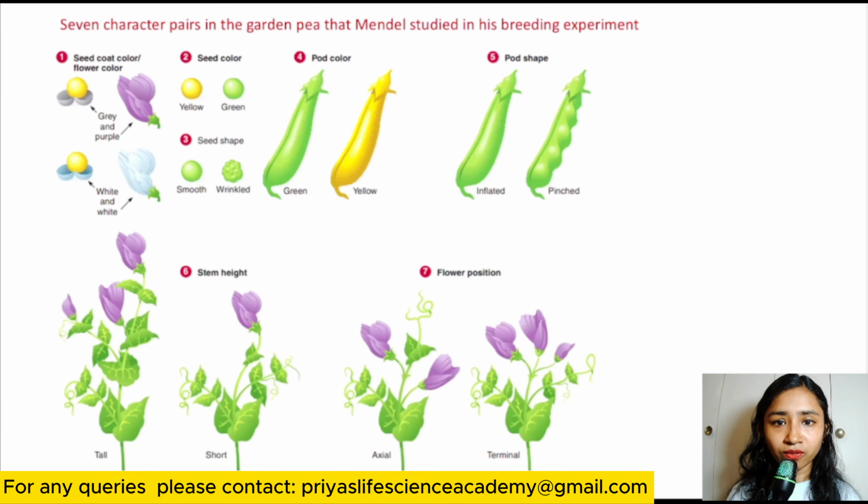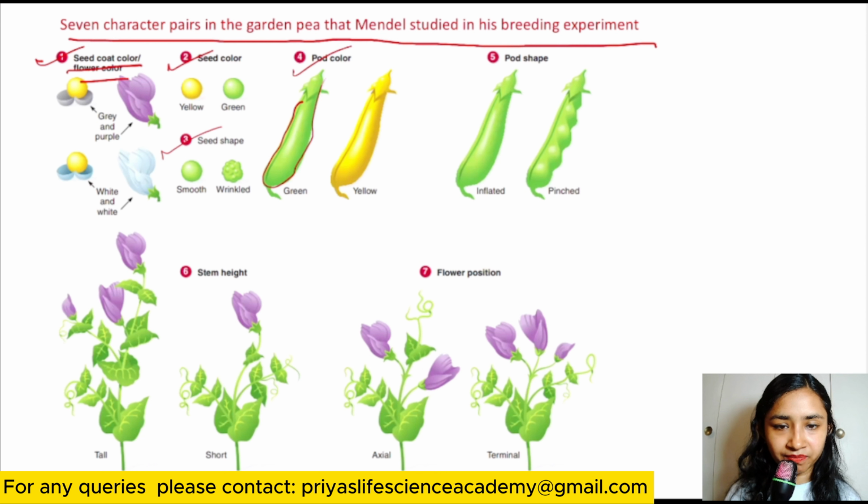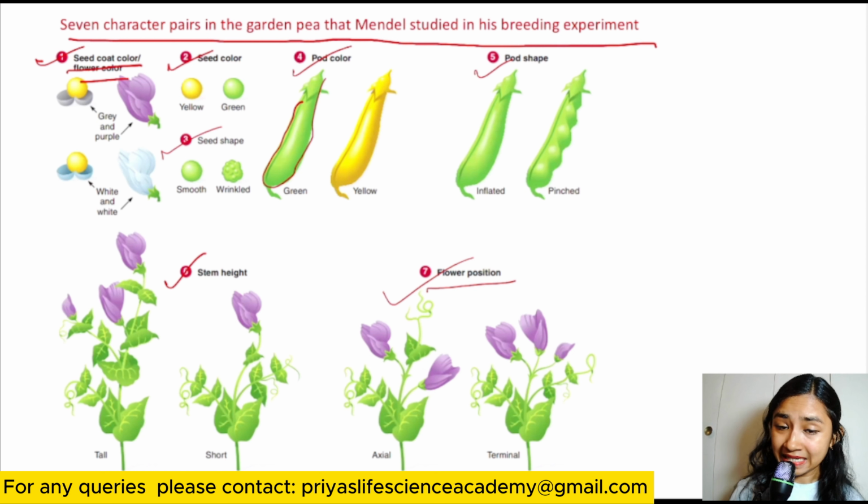Okay. Now, to study pea plants, he chose 7 characteristic traits in the garden pea. The first is the seed color and the coat color of the flower. Then the seed shape. Then the pod color. The pod is the outer part of the pea. Then the pod shape. Okay. Then fifth is the stem height, that is, how long the stem is. And then the flower position, where the flower is positioned. So to study these genetic experiments, he used pea plants and he chose these 7 characteristic features.